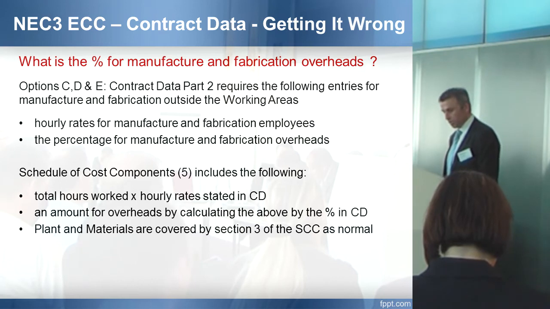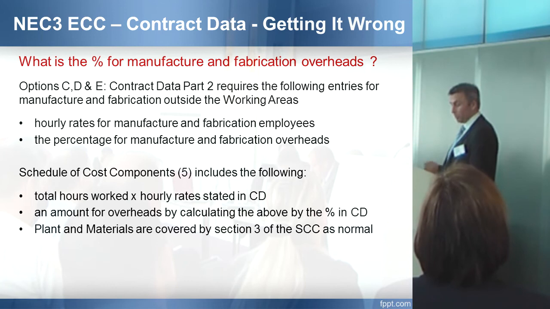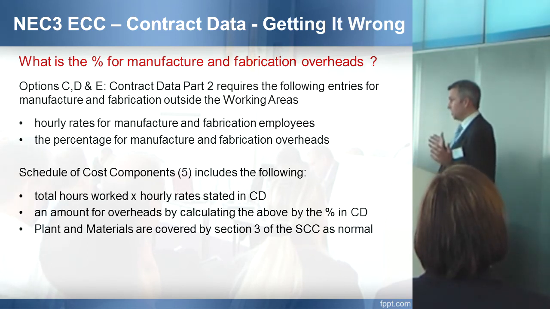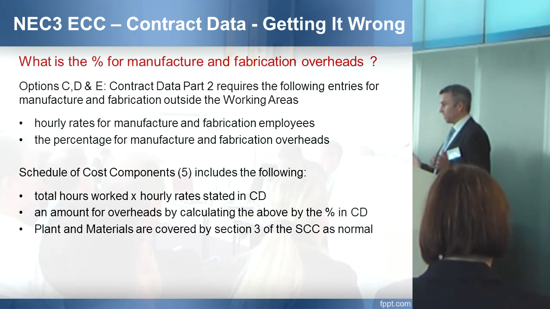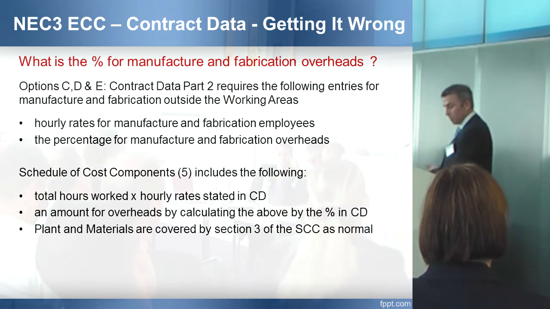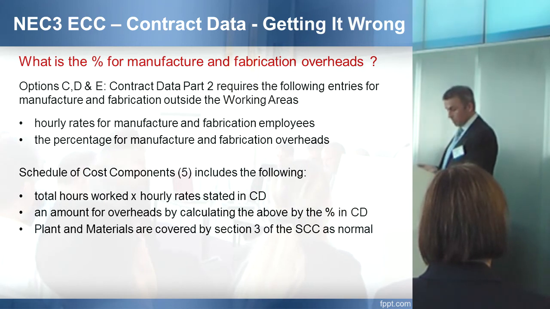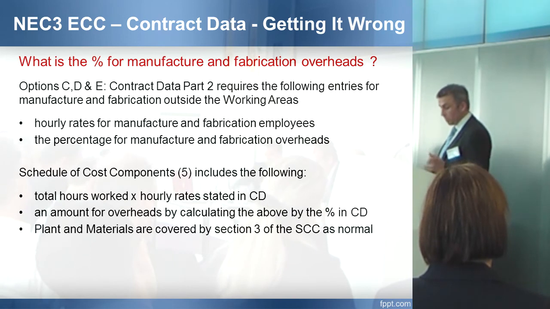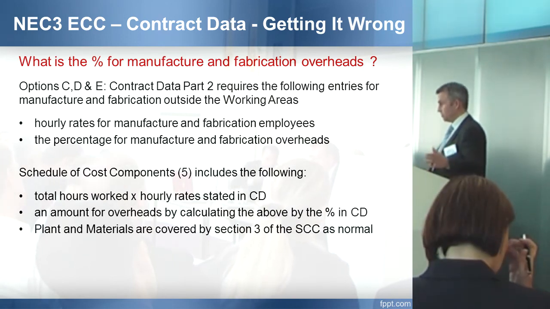So we're asked to make 2 entries in contract data part 2. 1, hourly rates for manufacture and fabrication employees. These are the fabrication workers on the shop floor of the factory. And then a percentage for manufacture and fabrication overheads that no doubt would cover the cost of running that factory or that assembly yard, whatever. And again, the schedule of cost components says you multiply your hours worked by the rates, you add an amount for overheads, and plant and materials are covered by section 3, the SCC, as normal.